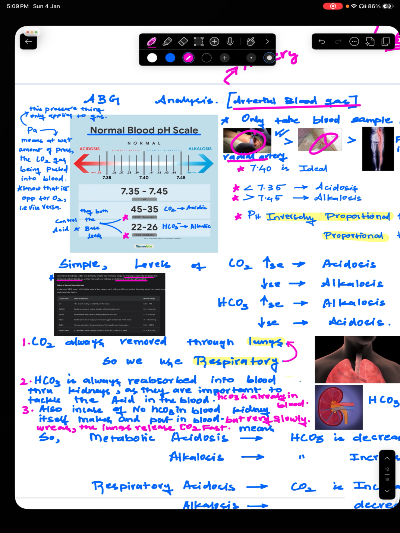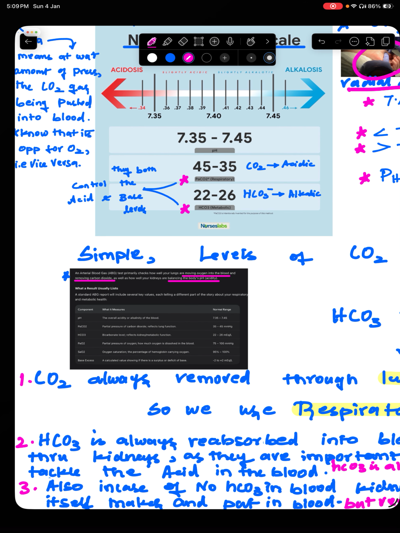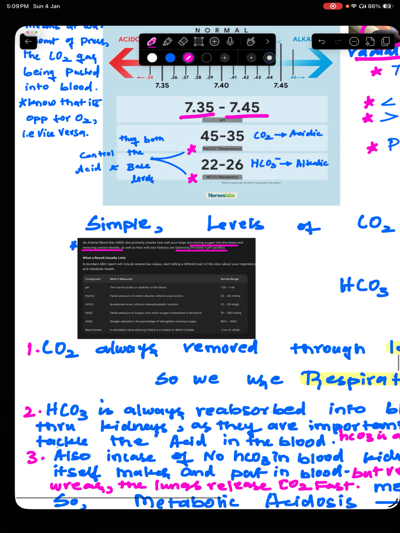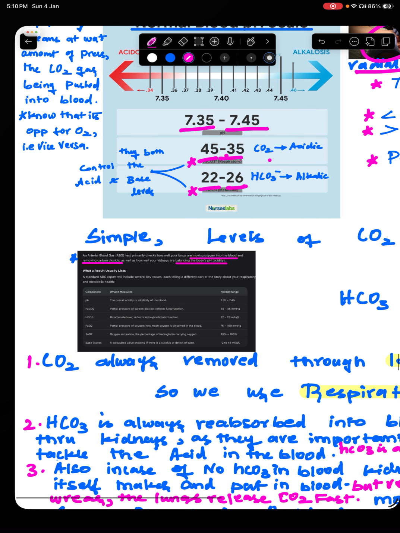The first thing that you must know is the values, guys. The normal pH of the blood is 7.35 to 7.45. Mark this down. What is the normal value for CO2? It is between 35 to 45. What is the normal value for bicarbonate, HCO3? It is 22 to 26. These three things, pH, CO2 and HCO3, are the base that you must mug up.